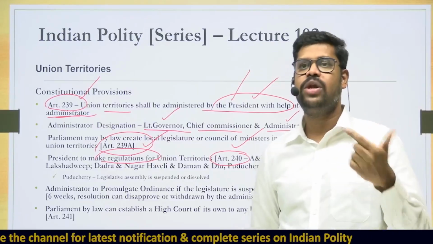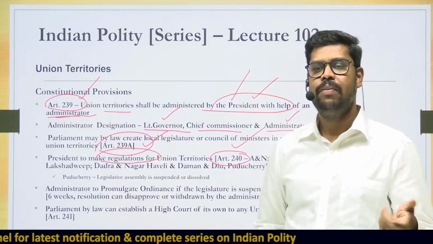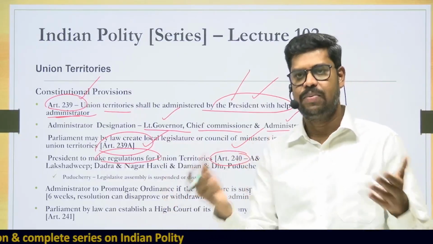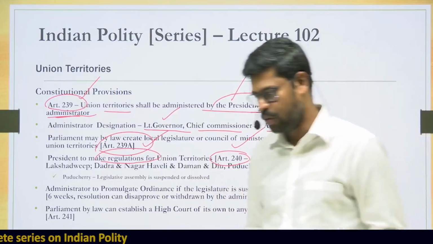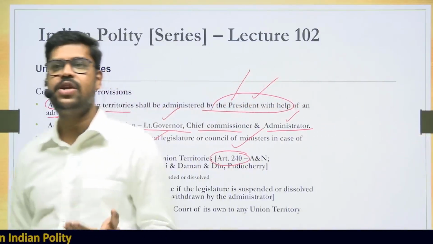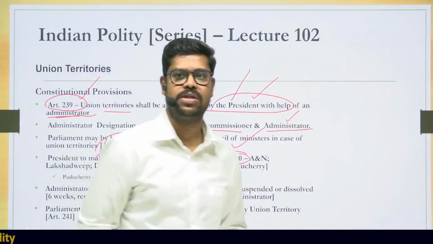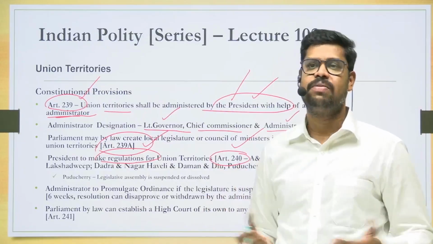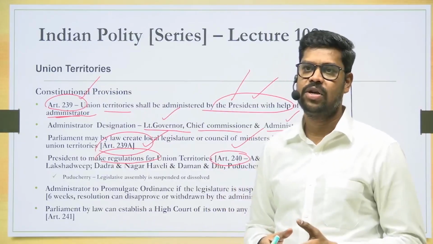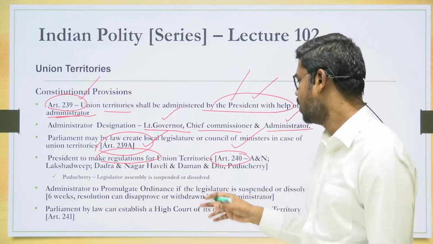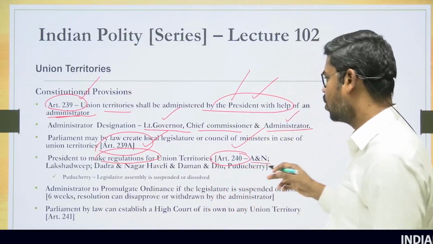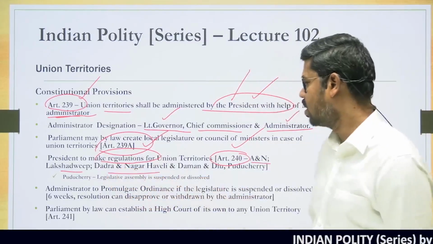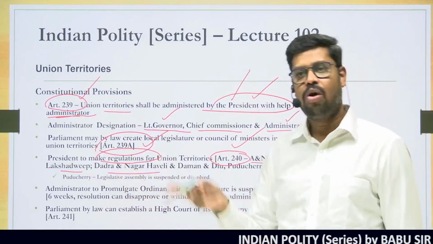Why is the word regulation used instead of the word law? Because the president is an executive. When an executive makes something to govern a particular area, that is basically what is called a regulation. But if it is done by a legislative body, largely it is considered a law. So the president, who is an executive, can make regulations for the better administration and governance of certain union territories. What are those union territories? He can do so with regard to the Andaman and Nicobar Islands, Lakshadweep, Dadra and Nagar Haveli and Daman and Diu, and also in the case of Puducherry.